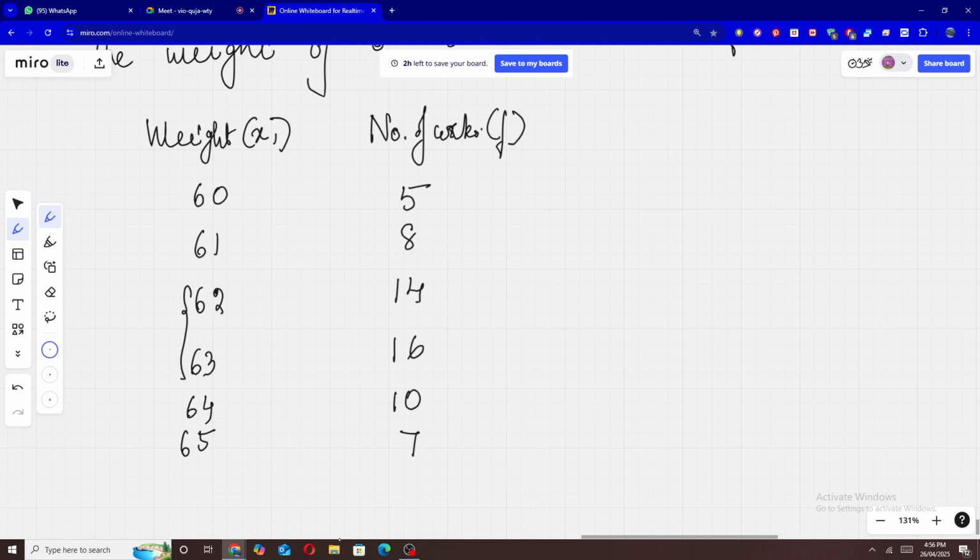There are two numbers in the center, 62 or 63. You can take either one of them. fi di is basically 5 times minus 2, that is minus 10, 8 times minus 1 is minus 8, 0, 0, 16, 20, and 21. I'm halfway done. Now the formula is mean equals sigma fi di by sigma fi plus a. Very good. So I have to add now.